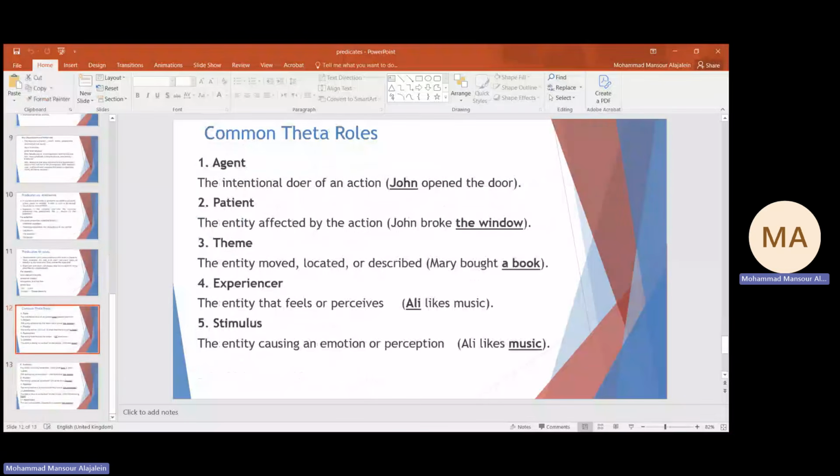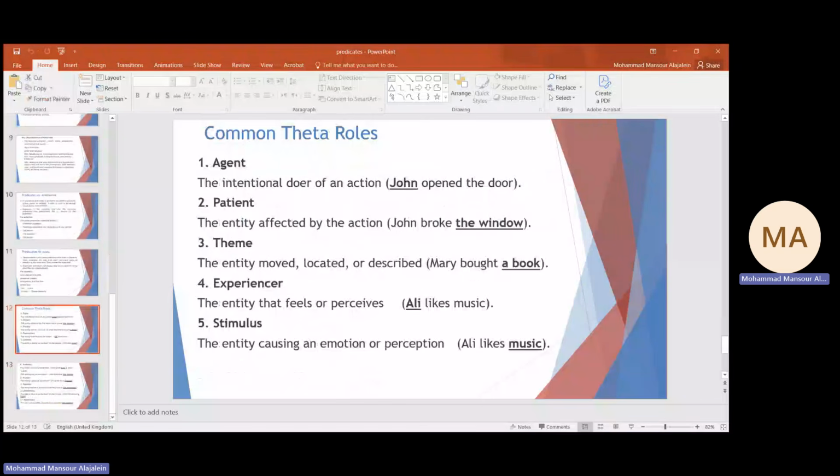We have the agent. Agent is the intentional doer of an action. Like when we say John opened the door, John is an agent. He intentionally performed the action. And also we have patient. Patient is the entity affected by an action. Example, John broke the window. The window is the patient, and John in this sentence is an agent. When we say patient, the window undergoes a change as a result of the action.